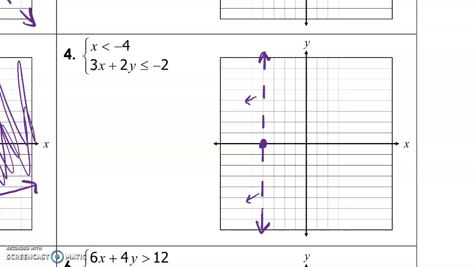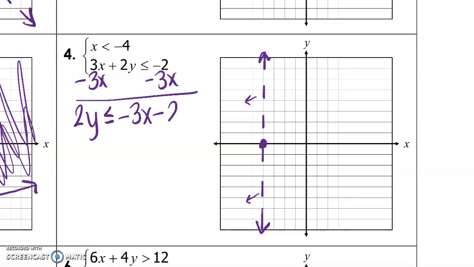The bottom one we need to put in slope-intercept form, so solve for y by subtracting 3x from both sides. 2y is less than or equal to -3x minus 2. Divide everything by 2. Y is less than or equal to -3 halves x minus 1. So we start down 1, then down 3 and right 2. You can also go up 3 and left 2.